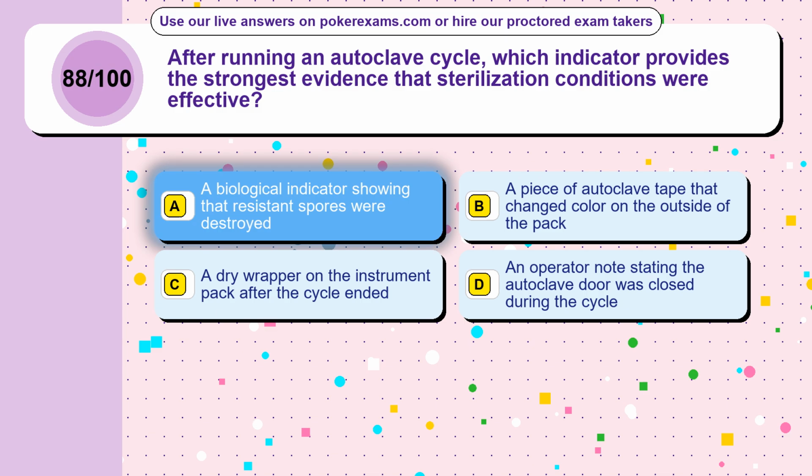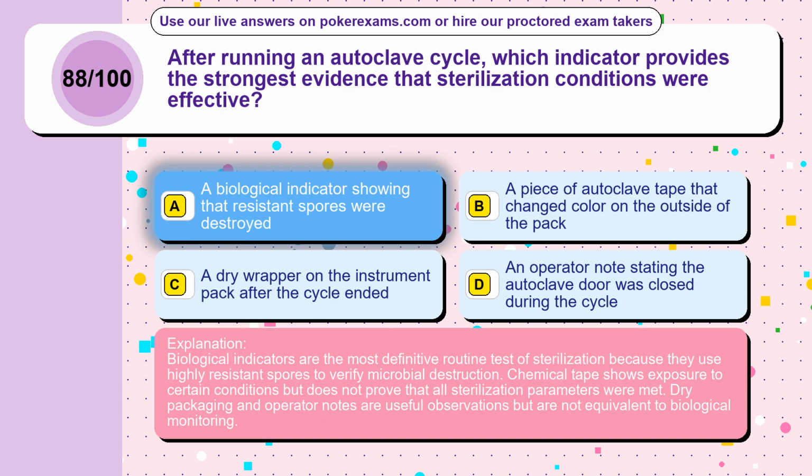The correct answer is option A. A biological indicator showing that resistant spores were destroyed. Biological indicators are the most definitive routine test of sterilization because they use highly resistant spores to verify microbial destruction. Chemical tape shows exposure to certain conditions but does not prove that all sterilization parameters were met. Dry packaging and operator notes are useful observations but are not equivalent to biological monitoring.